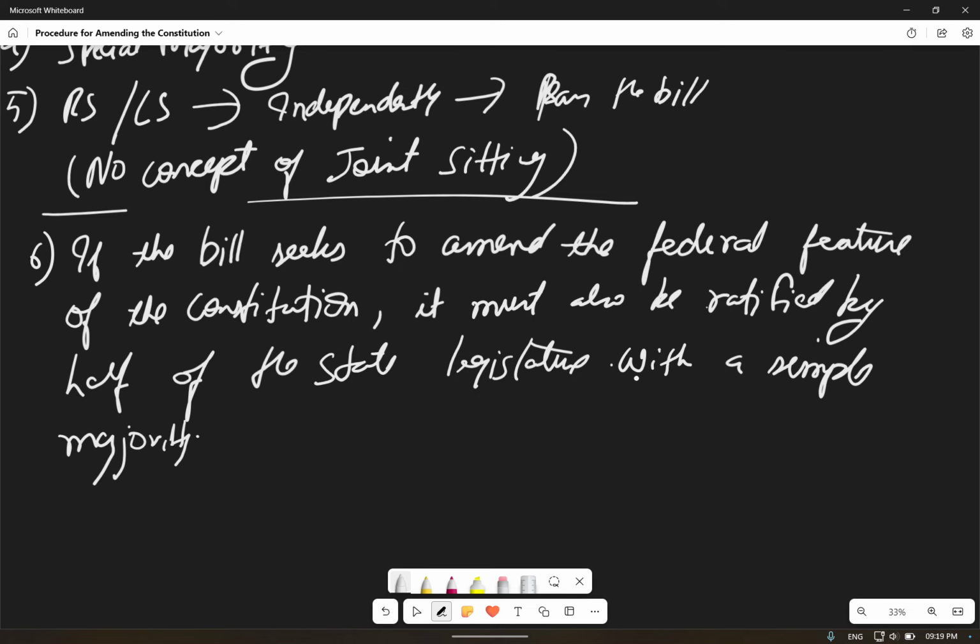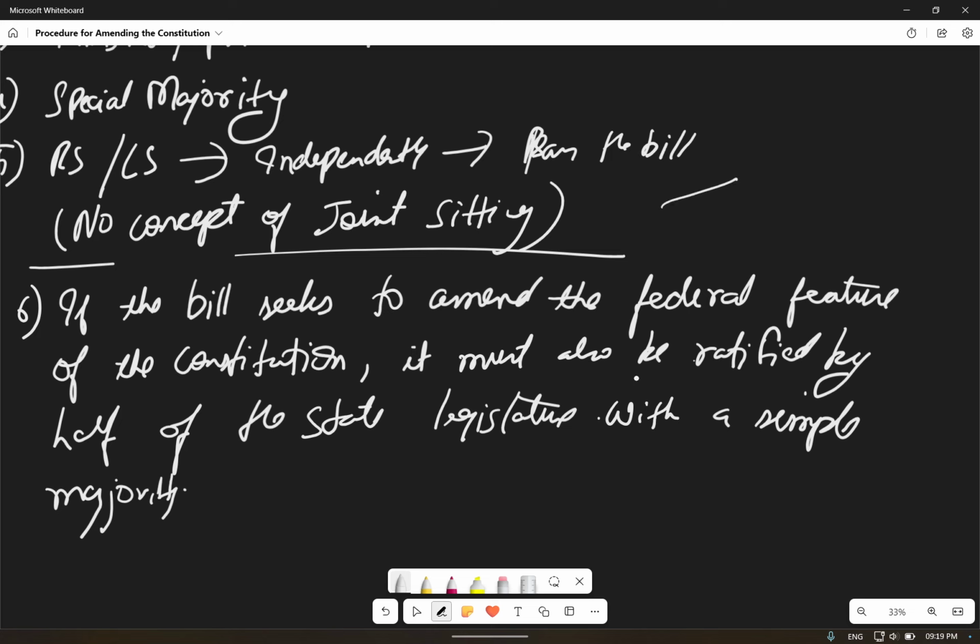Still it is the second one, where the first one is a special majority, and another one is whenever the federal feature is affected. Let us suppose the GST bill. When the GST bill was introduced, the whole state was going to be impacted. Earlier, let us suppose from one state to another state, if goods were being transferred by a truck or any vehicle, the vehicle had to pay taxes to each passing state. Now those things have been reduced, those things have been finished, and GST was introduced. So all the states were getting connected with that bill, so it was affecting the federal feature of the constitution.